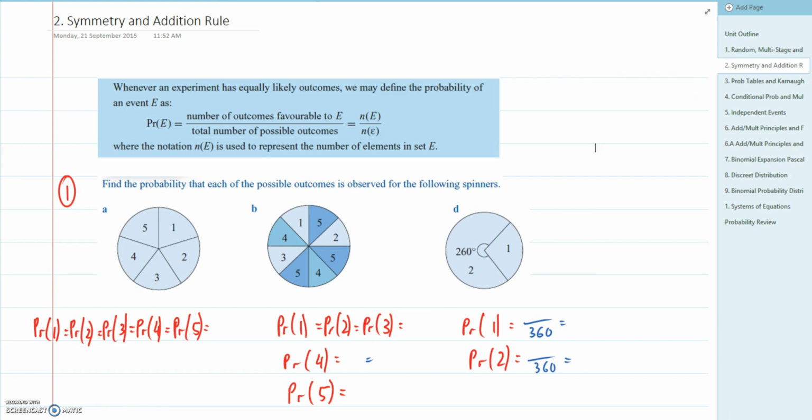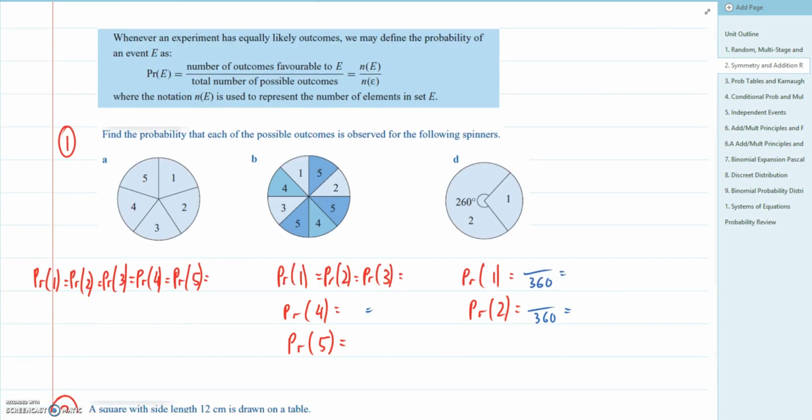So if we're looking at the probability of an experiment, we will list the number of outcomes that are favourable. Whatever we're looking for, it could be rolling a 6 with a die, over the number of total outcomes. And we can look at these spinning wheels here. We've got 5 numbers here, and they're all equally weighted. So it's 1 out of 5 would be the probability of spinning 1, 2, 3, 4, 5.